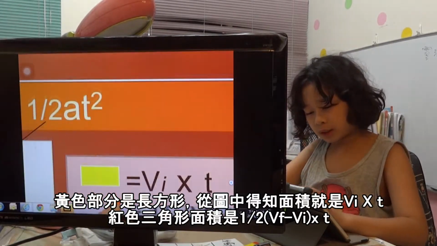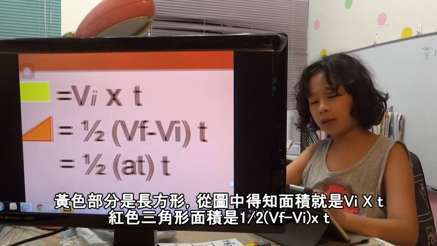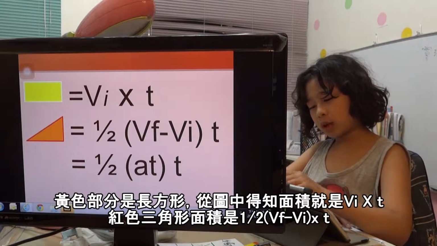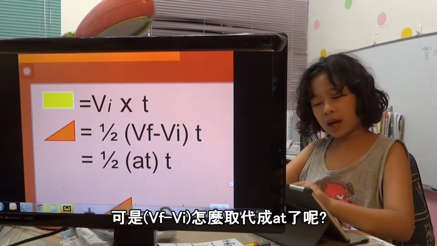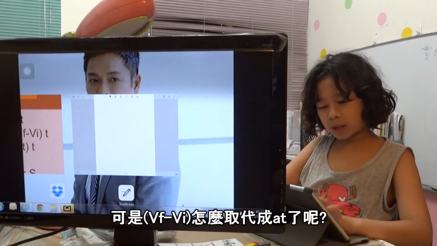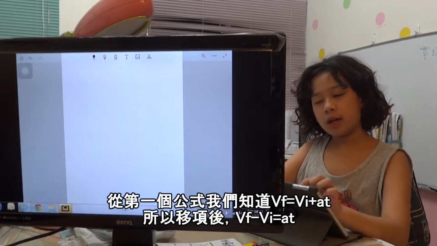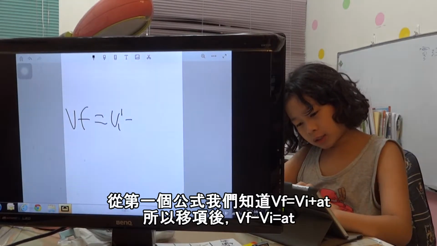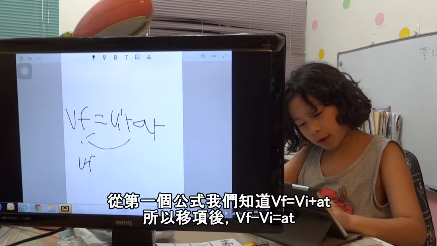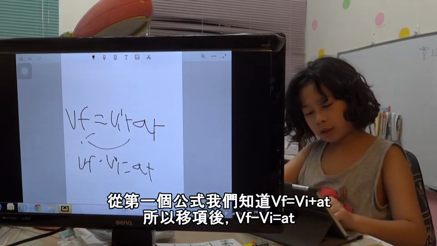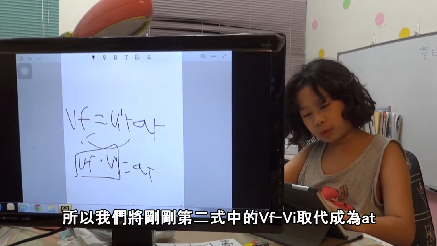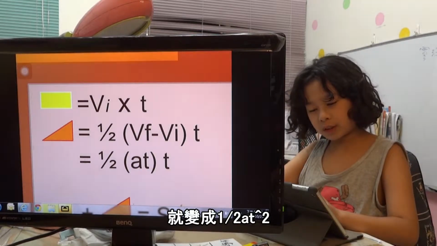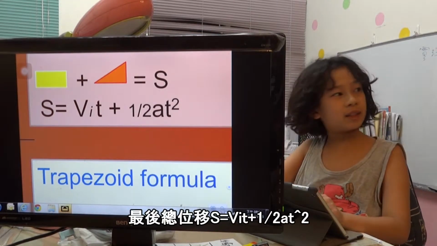So we can write it. The yellow part is equal to VI times T, or VIT. The triangle is equal to 1/2 times VF minus VI times T. Why do we replace VF minus VI with AT? We know that VF is equal to VI plus AT, so VI goes here: VF minus VI is equal to AT. So we replace it in the equation, and it becomes AT squared. That's why. And then you add this together: VIT plus 1/2 AT squared.